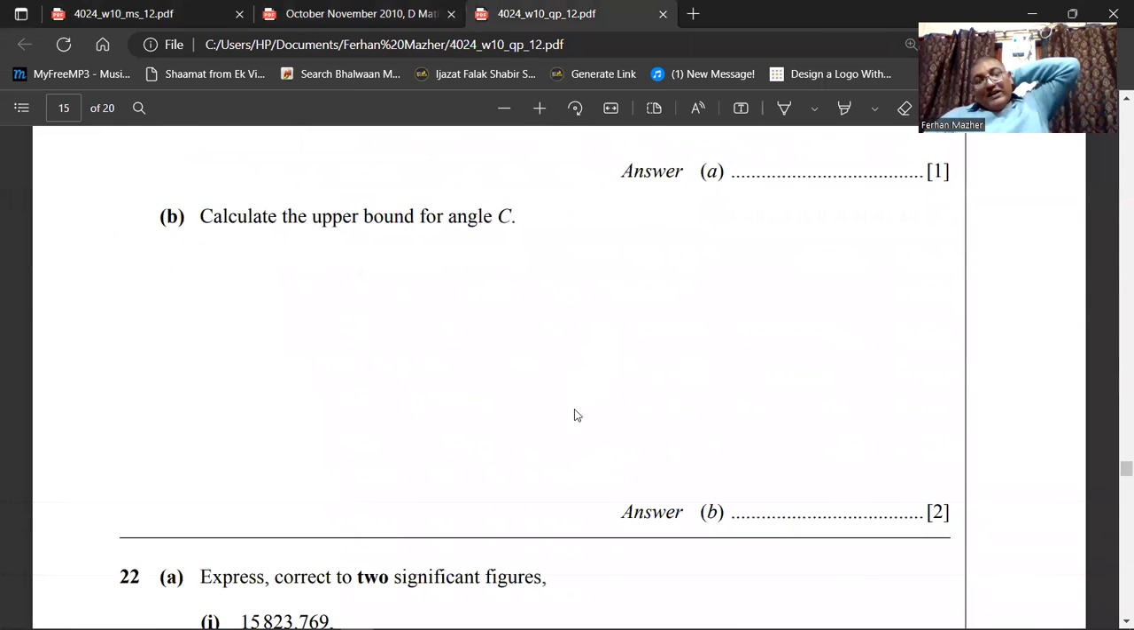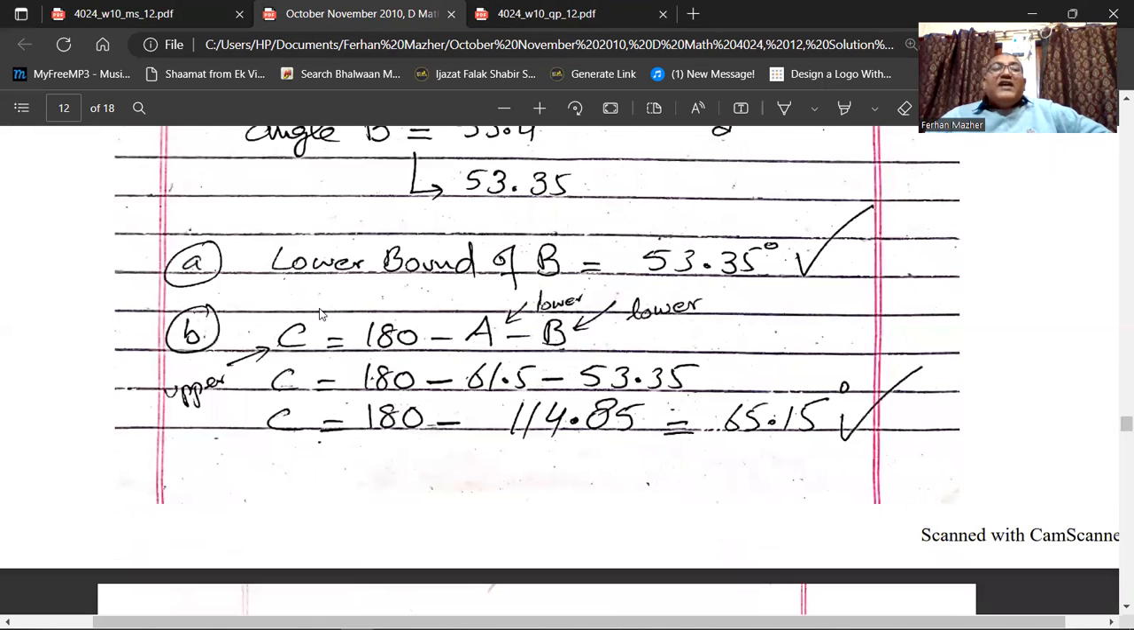Then they say calculate the upper bound for the angle C. Very easily we can find it. C is equal to 180 minus A minus B. Because you want the upper bound of C, we will take the lower bound of A and the lower bound of B. If you want the upper bound of C, the A and B which are subtracted from 180, their lower bounds should be taken, so the biggest answer you will get.